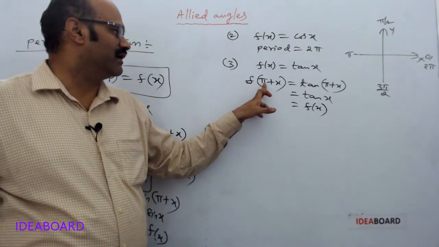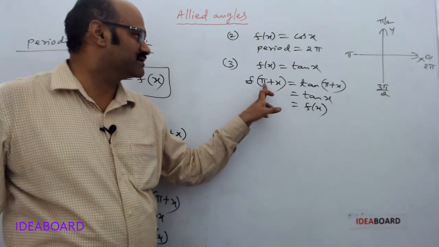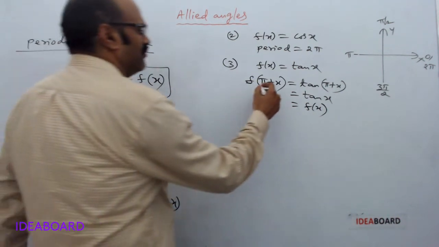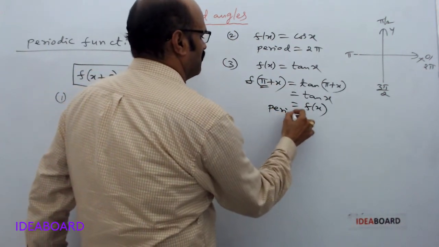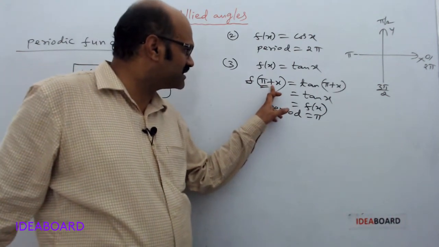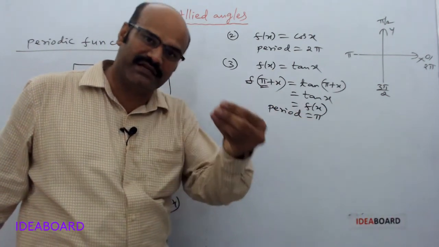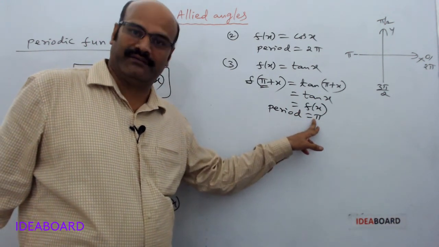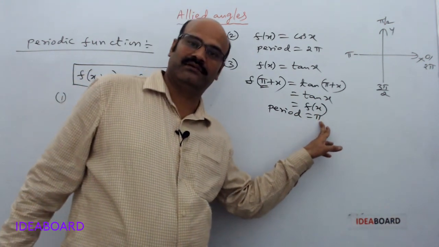So whenever you get f of pi plus x equal to f of x, in the place of p we have pi, therefore period equal to pi. Even if you take f of 2 pi plus x, you will get f of x only, but you have to take the least value. Here the least value is pi, so the answer is pi here.